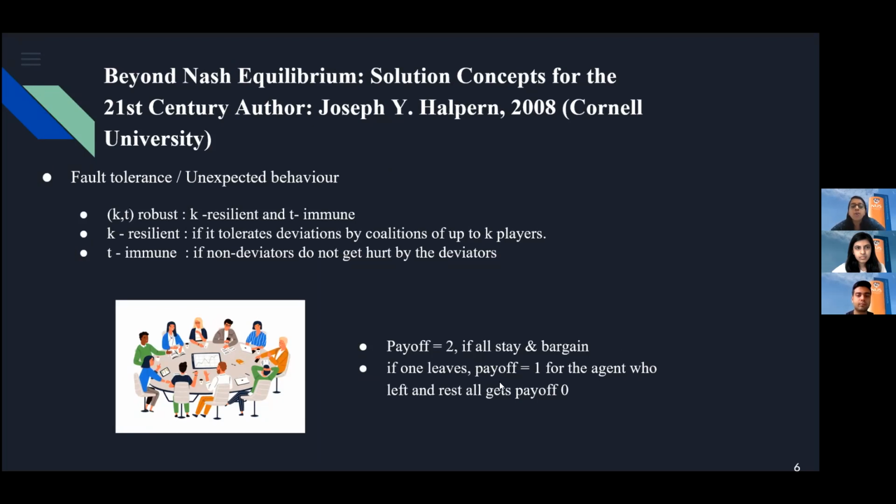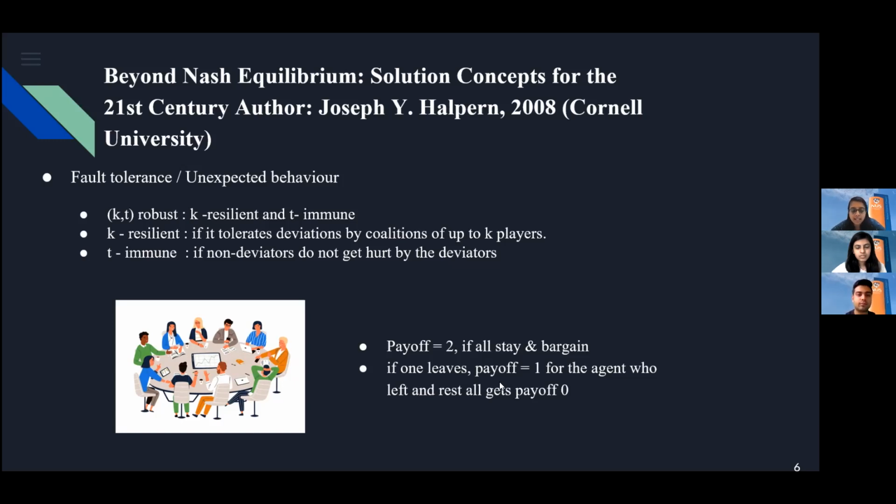Now, a solution to this is to consider Nash equilibrium as a KT robust equilibrium. That means it should be K resilient and T immune. K resilient means it tolerates deviations by coalitions of up to K players, and T immune means non-deviators do not get affected or hurt by the deviators.